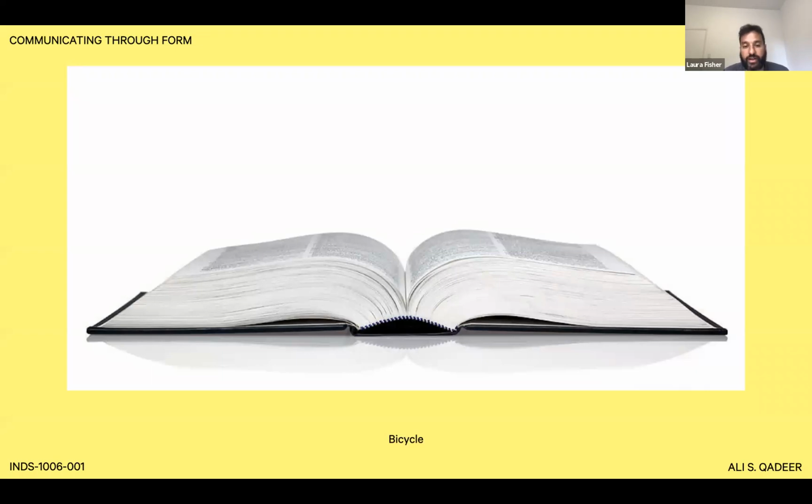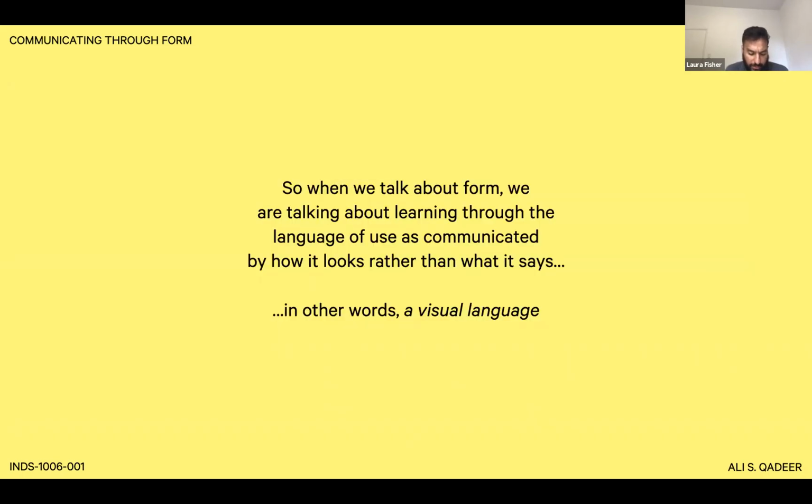Another artifact which communicates its use is a book. I accidentally put the caption "bicycle," but that is a book. A book is designed for a two-armed being. It is designed to be read, it has a center point, and it communicates your physical interaction with it. So when we talk about form, we're also talking about learning the language of use as communicated by how it looks rather than just what it says in words. In other words, we're talking about developing an understanding of a visual language. And the intent of this course is to give you a bit of that vocabulary.